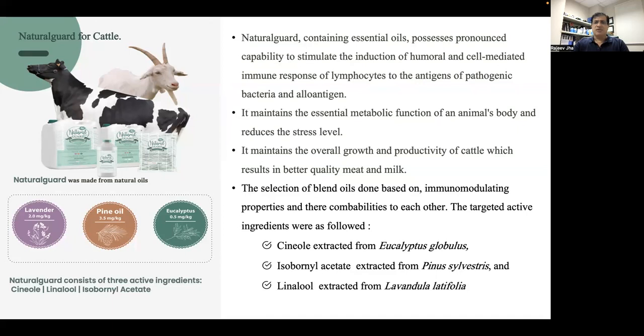The selection of blend oils was done based on immunomodulating properties and their compatibilities to each other. The targeted active ingredients were as follows: cineol extracted from eucalyptus, isobornyl acetate extracted from pinus, and linalool extracted from lavandula.